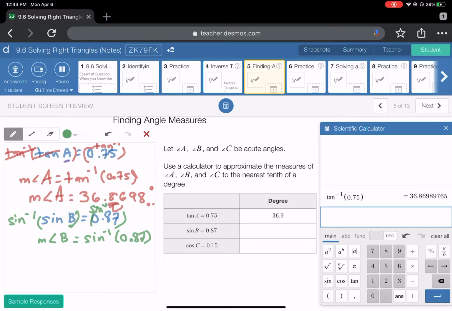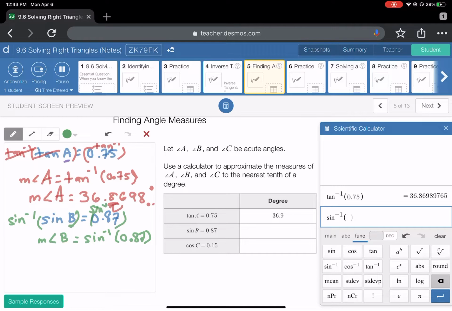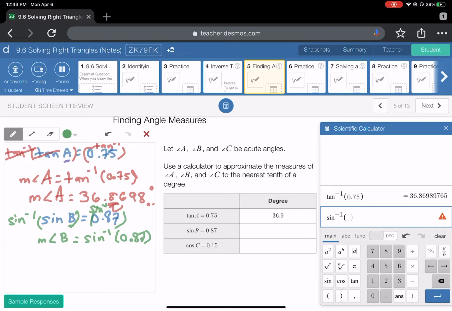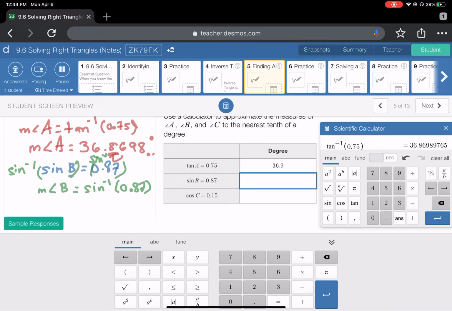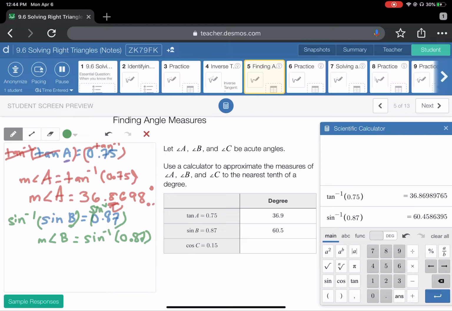Let's do function, sine inverse, 0.87. Okay, and that's going to give us an angle of 60.4586395 degrees, but we want to round to the nearest tenth, or the first decimal place. So we're going to put 60.5. Boom, and that's the measure of angle B. That's how many degrees angle B is.